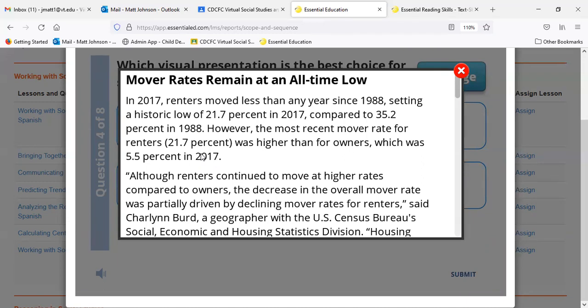However, the most recent mover rate for renters, 21.7%, was higher than for owners, which was 5.5% in 2017. Now I can start thinking, okay, so renters move, and you can even think about this outside of that, right? Yeah, that sounds reasonable. It sounds logical. People that own homes probably move less than people who rent. Okay, so renters move more, but they've moved less since 1988. So starting to think about what we're going to see here.